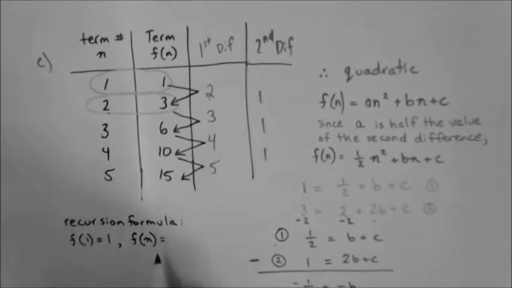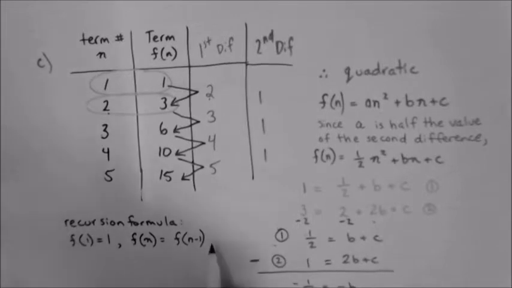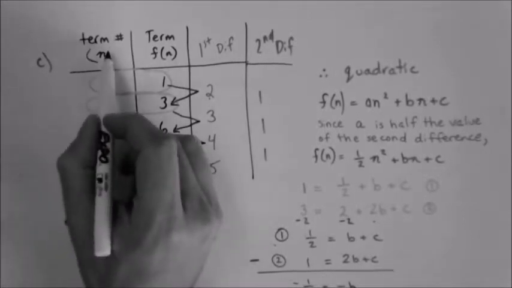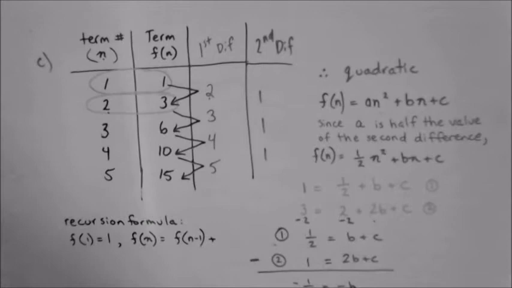Okay? So if we want to find any term, we need to start with the term before it, and then add, what am I going to write here at the end? Where the term number is represented by n. We're not just adding 1, we're going to add n.